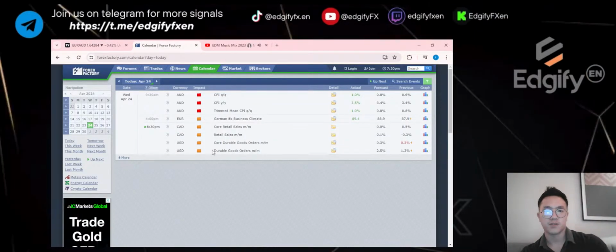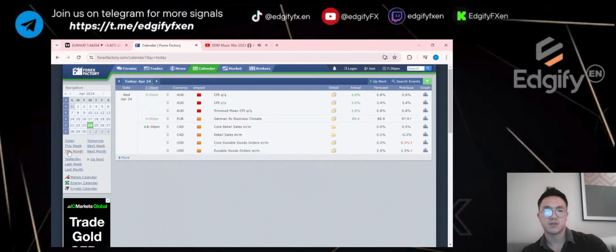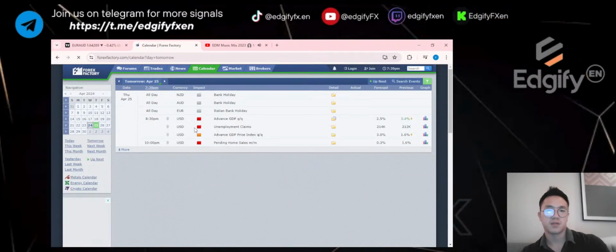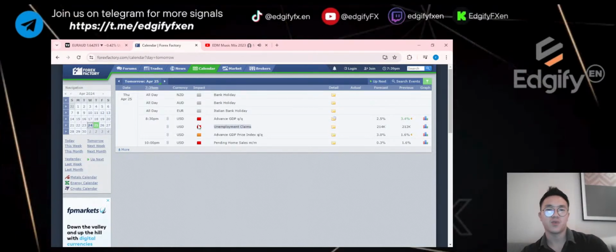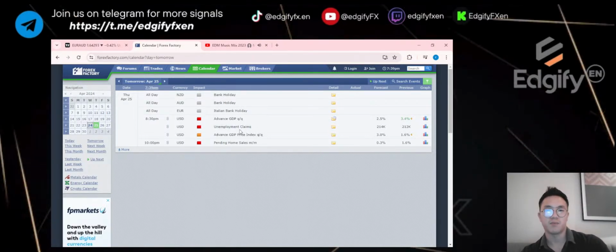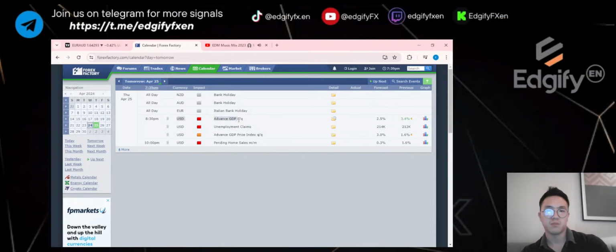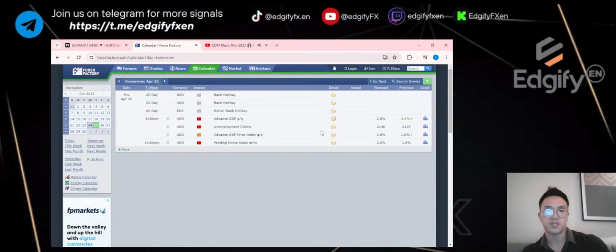Today we don't have any news for the US. These ones are all medium impact, and we want to focus on the red folders. Tomorrow we will have the unemployment claims, as expected, because every Thursday the US announces unemployment claims. At the same time, tomorrow at 8:30 we have the advanced GDP, and at 10 o'clock the pending home sales for the US as well.